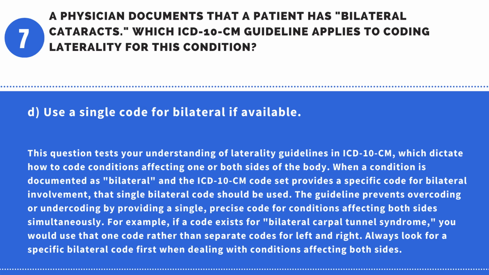For example, if a code exists for bilateral carpal tunnel syndrome, you would use that one code rather than separate codes for left and right. Always look for a specific bilateral code first when dealing with conditions affecting both sides.